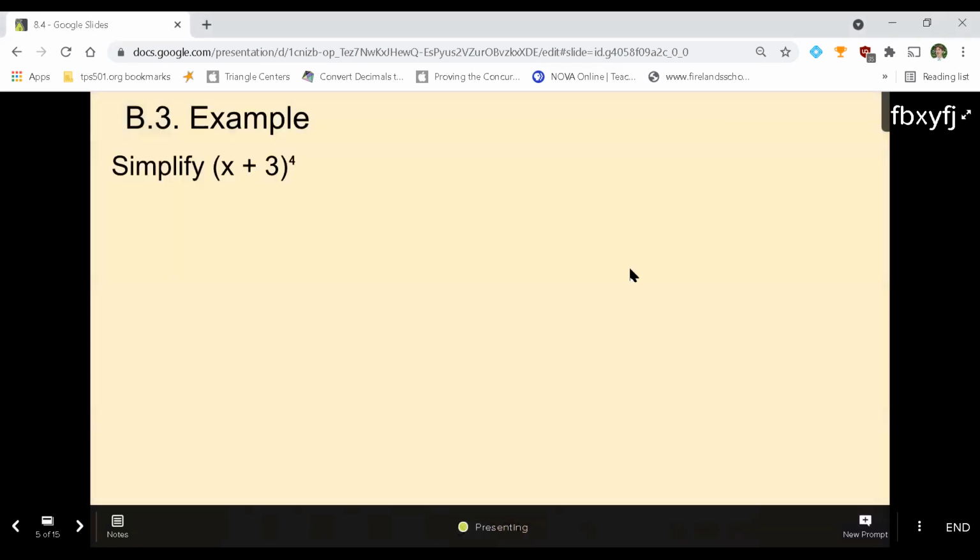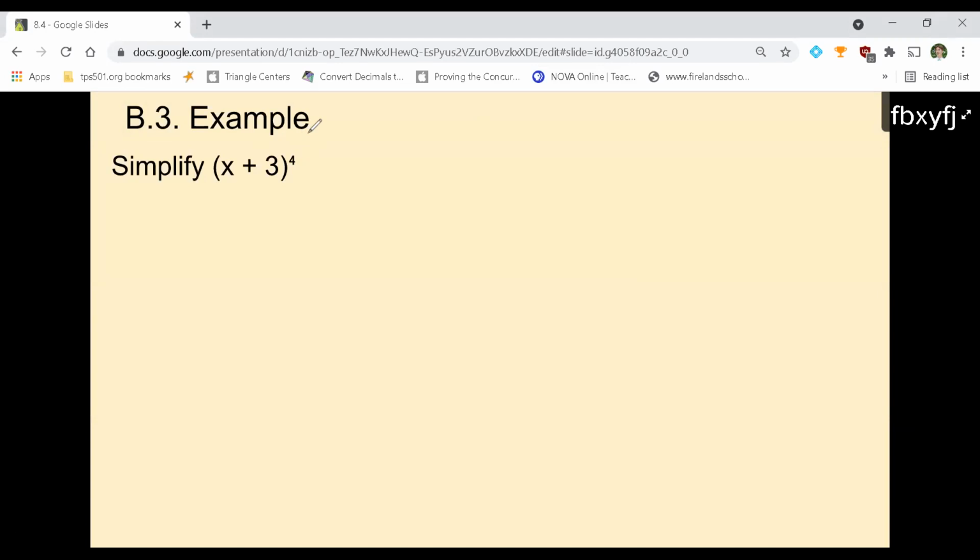All right, let's try an example then. If I want to do x plus 3 to the 4th really quickly, all I'm going to do is make Pascal's triangle to the 5th row. Again, it's 4 plus 1. So this is the 0th row, first row, second row, third row, fourth row, fifth row.